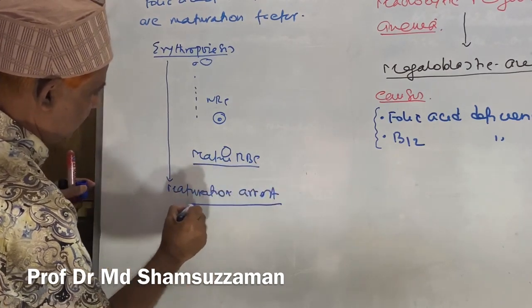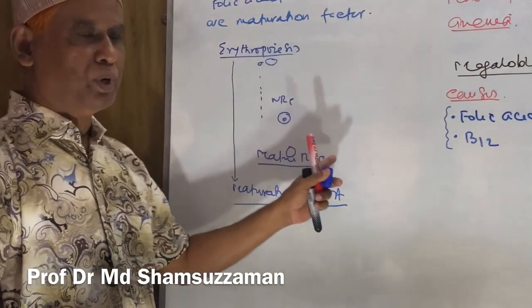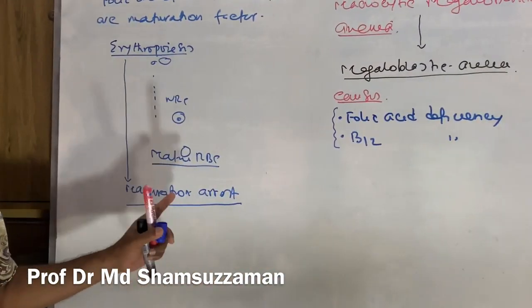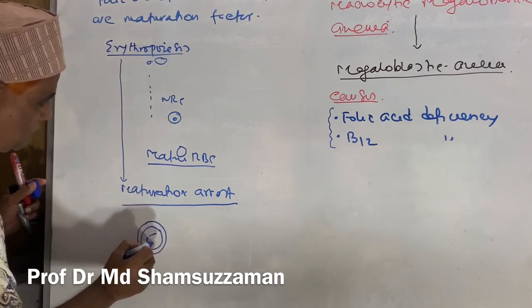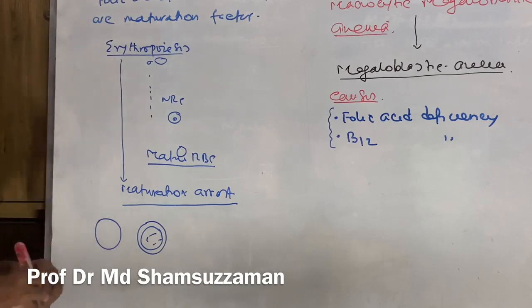So maturation arrest of RBC in the stages of erythropoiesis occurs due to deficiency of this maturation factor. Due to maturation arrest, we get megaloblast, like this. Due to maturation arrest, we get macrocyte in the peripheral blood.